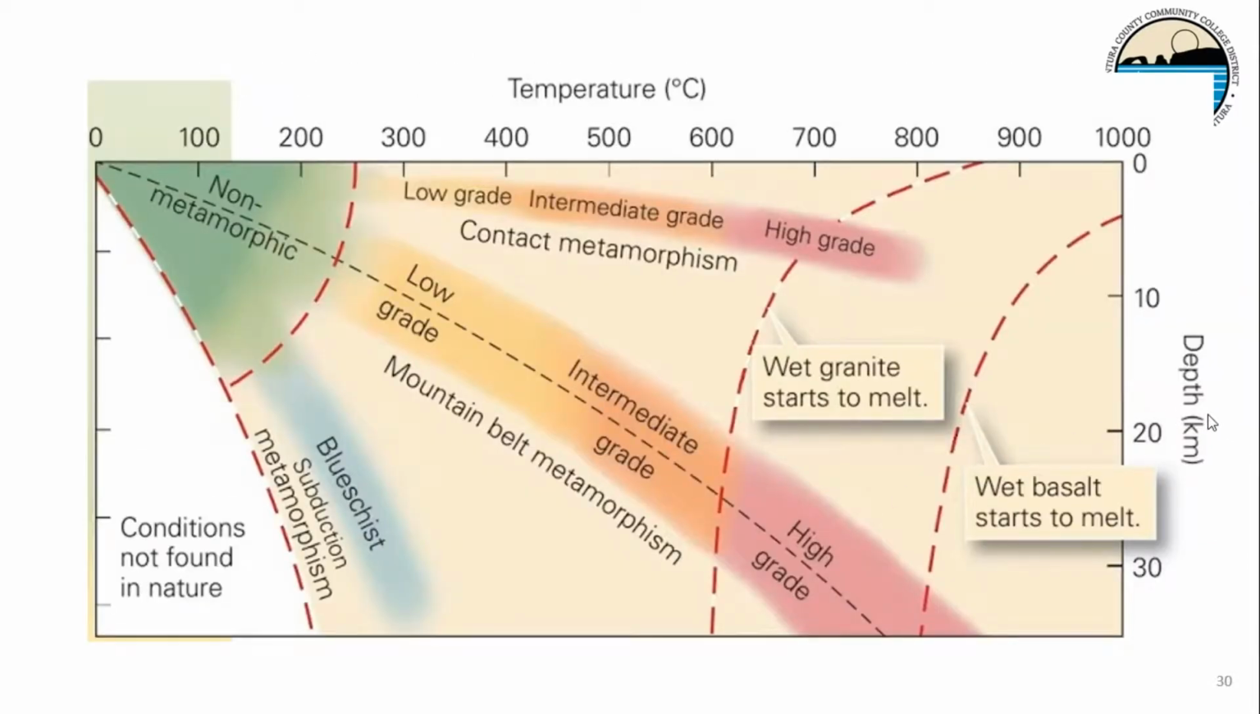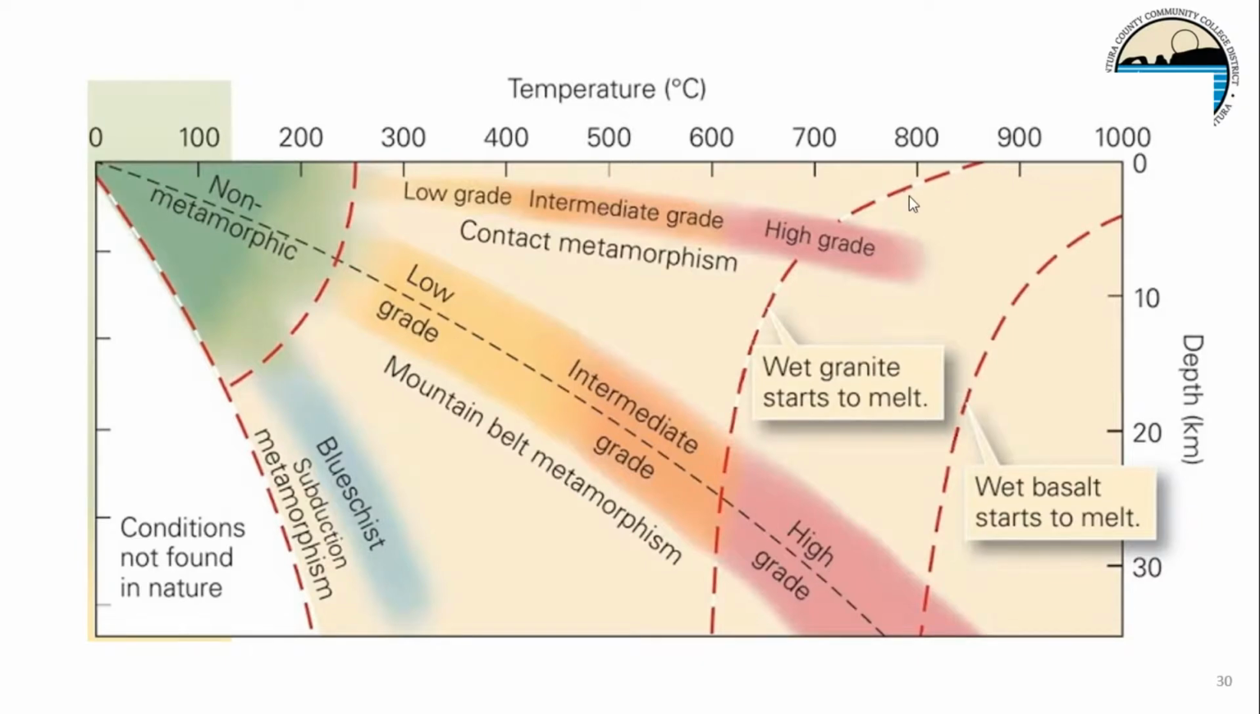Okay, so here's that temperature gradient again, a little bit larger. So let's talk about it a little bit more. Remember I said that metamorphism can occur in different grades. We talked about contact metamorphism. We talked about regional or mountain belt metamorphism. And at these different temperature gradients and depth gradients is where we see metamorphism of different rocks.